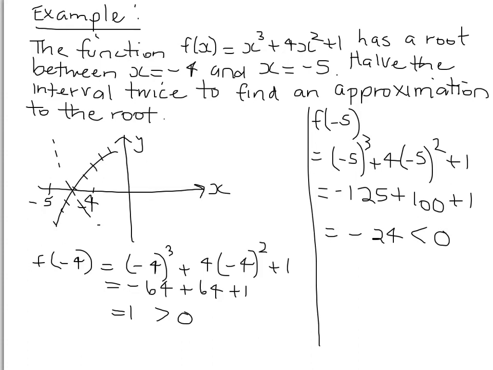Okay, so now we're going to halve it. If you don't know how to halve it, add the two numbers and divide by 2. So minus 5 plus minus 4 divided by 2 is minus 9 on 2, or simply halve it, minus 4.5. And now on the next page we're going to go and find f of minus 4.5. So we're going to find f of minus 4.5.